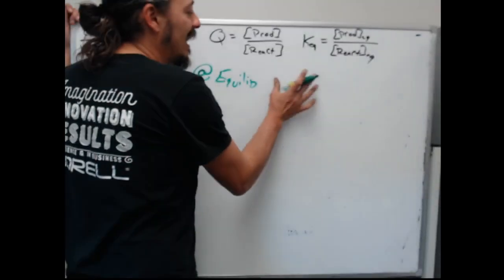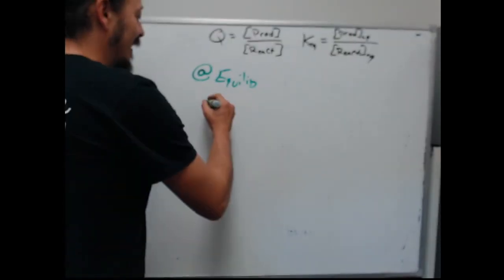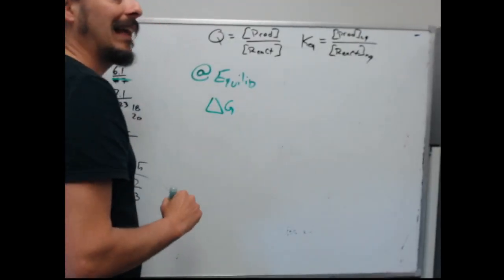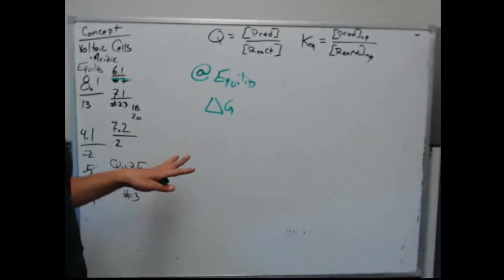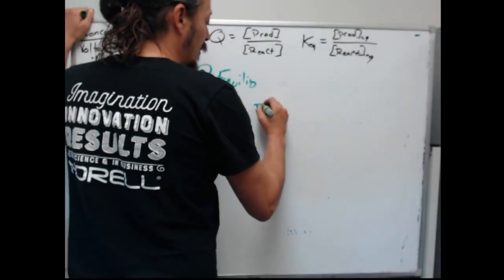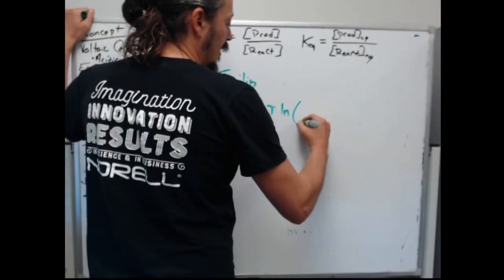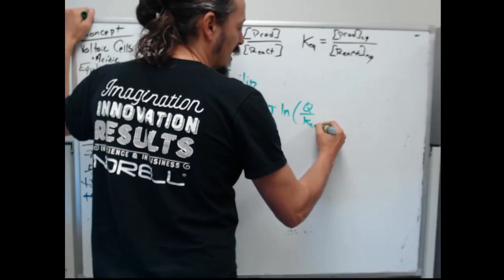So if we're at equilibrium, the first part of the problem is asking us to solve for delta G. Right? Not delta G standard, just delta G. And we know this is going to be RT ln Q over KEQ.